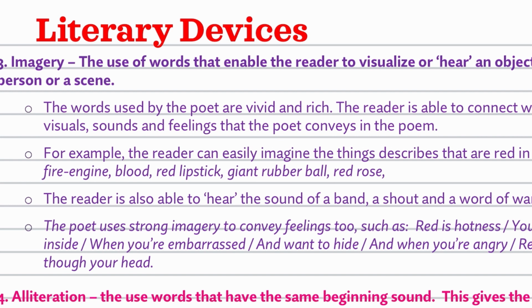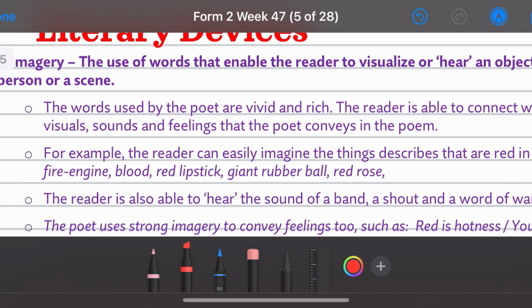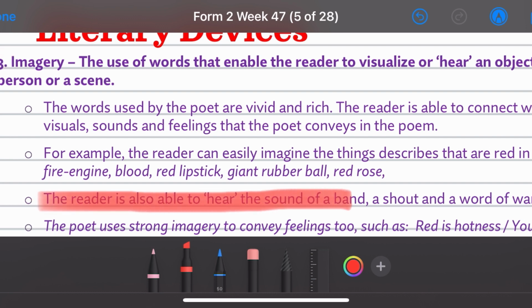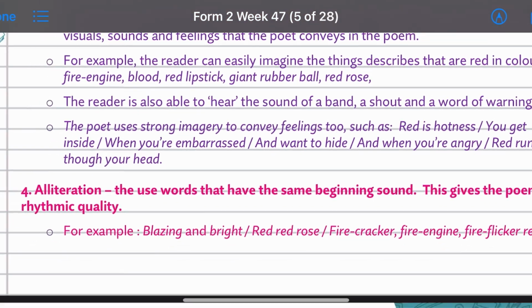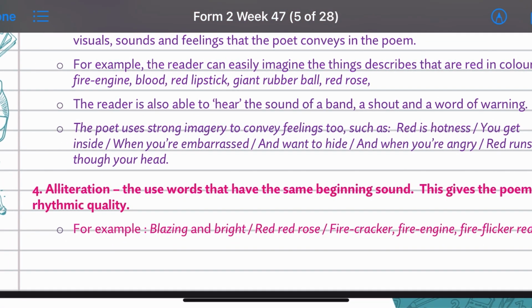Okay, and then untuk band pula, bullet number 2, you can see here, the reader is also able to hear the sound of a band. Okay, band ni kan kuat kan, so a shout and word of warning. Okay, and then third, the poet uses strong imagery to convey feelings too, such as red is hotness. You get inside when you're embarrassed and want to hide. And when you're angry, red runs through your head. Dia tunjukkan, red ni dipakai untuk tunjuk emotion yang you rasa. Feeling yang you rasa.